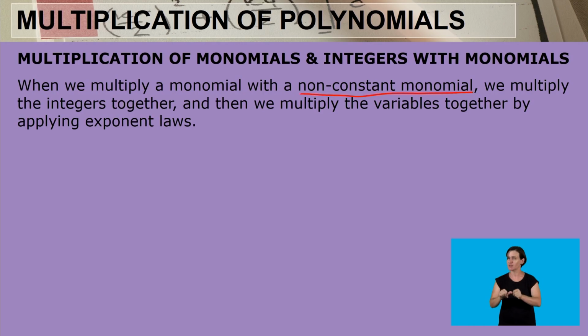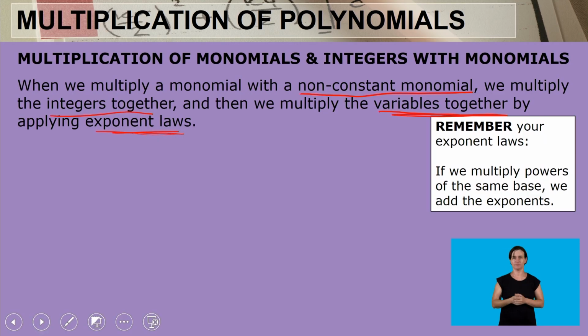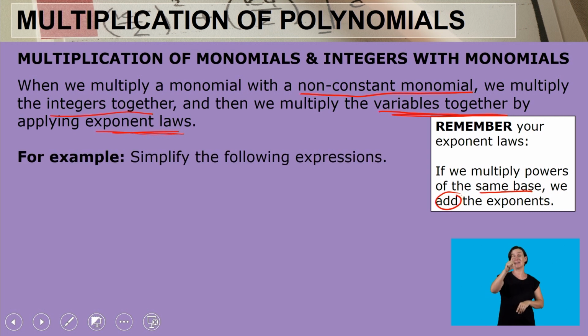So when we multiply a monomial with a non-constant monomial, we multiply the integers together and then we multiply the variables together. And let's not forget to apply those exponent laws. Now, a non-constant monomial, remember, is just an integer that has a variable as well. So let's remind ourselves of those exponent laws again. Remember your exponent laws. If we multiply powers of the same base, we are going to add those exponents. Let's look at that. So let's simplify this expression.